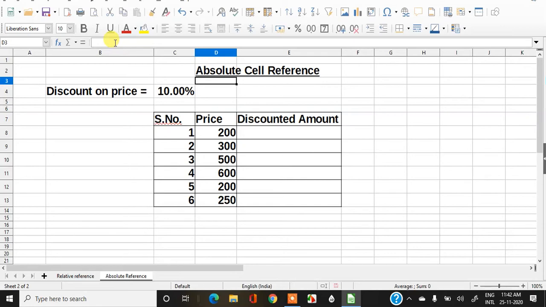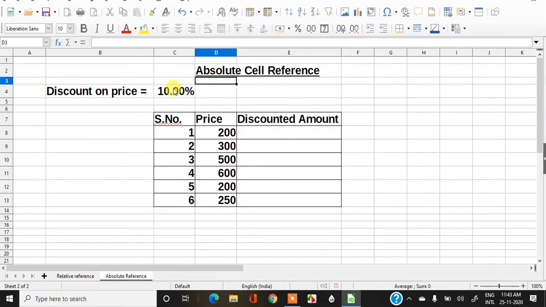Clear? To make an absolute cell reference in a formula, we have to add the dollar symbol before the column letter and the row number. This is known as absolute cell reference. Now practically how will it happen? I have prepared a sheet here in front of you. These are the serial numbers and these are the prices, and the discount on the price is 10%.